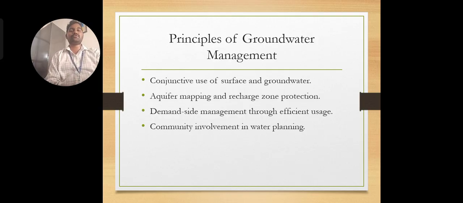So if you know what the usage, demand, and resources we have are, based on this we need to go for management, or otherwise it may cause an imbalance. That's why there will be community involvement. We are going for involvement here for water management, water distribution, water supply, and water recharging. Likewise we are going to be managing all those things.